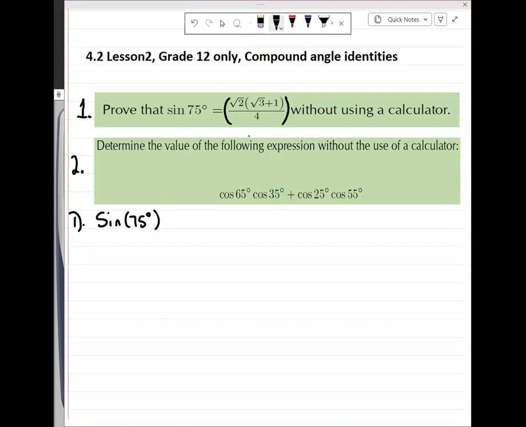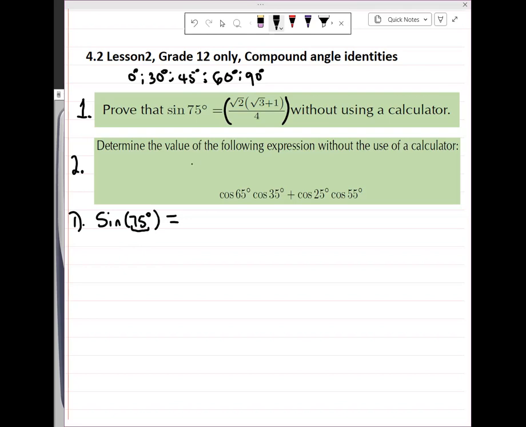Let's try this question, ladies and gents. Here I have 75. With this kind of question, where they say without using a calculator and they just give you one angle, obviously you're going to be thinking of special angles. So I'm thinking of 0, 30, 45, 60, 90, and so on.